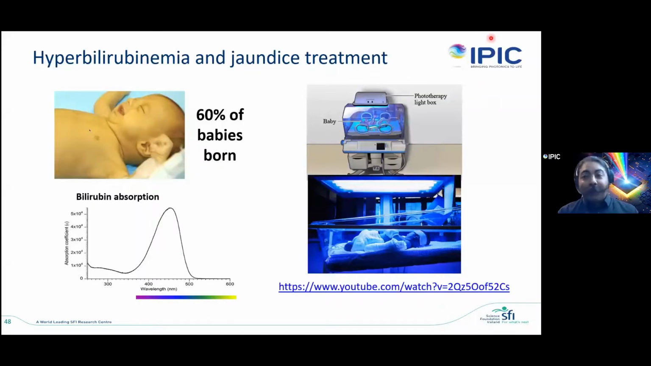So this is how we help many babies around the world to remove bilirubin from their bodies.